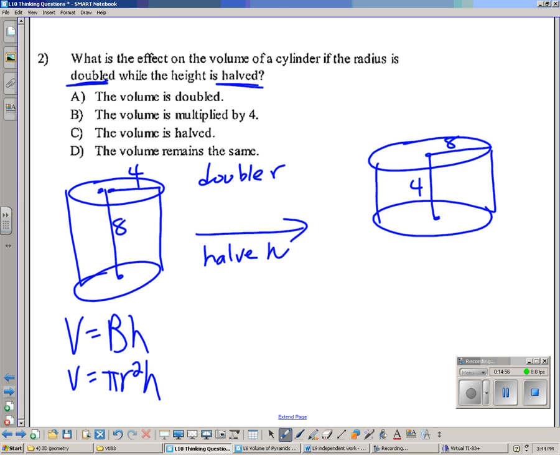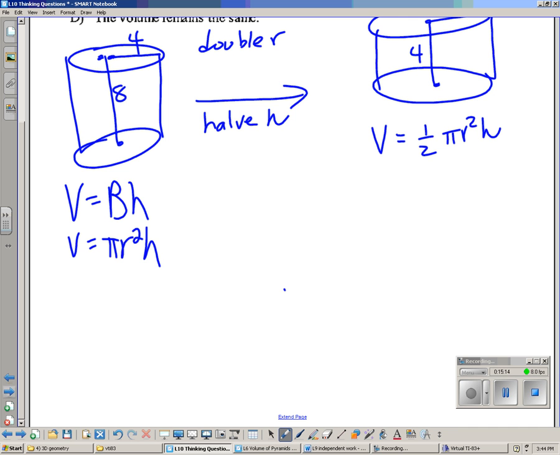And now we want to calculate the volume of each of these cylinders. So let's see. The first cylinder, the volume would be pi times 4 squared times 8.